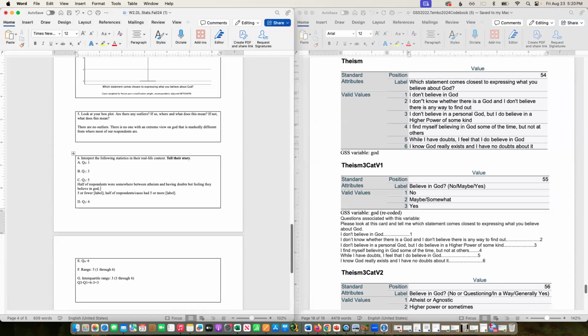And then we know the other half of respondents were at 5 or higher. And so half of respondents either had doubts but felt they believed in God, or definitely believed in God, right? Because they could be at a 5 or a 6. They're 5 or higher. Okay.